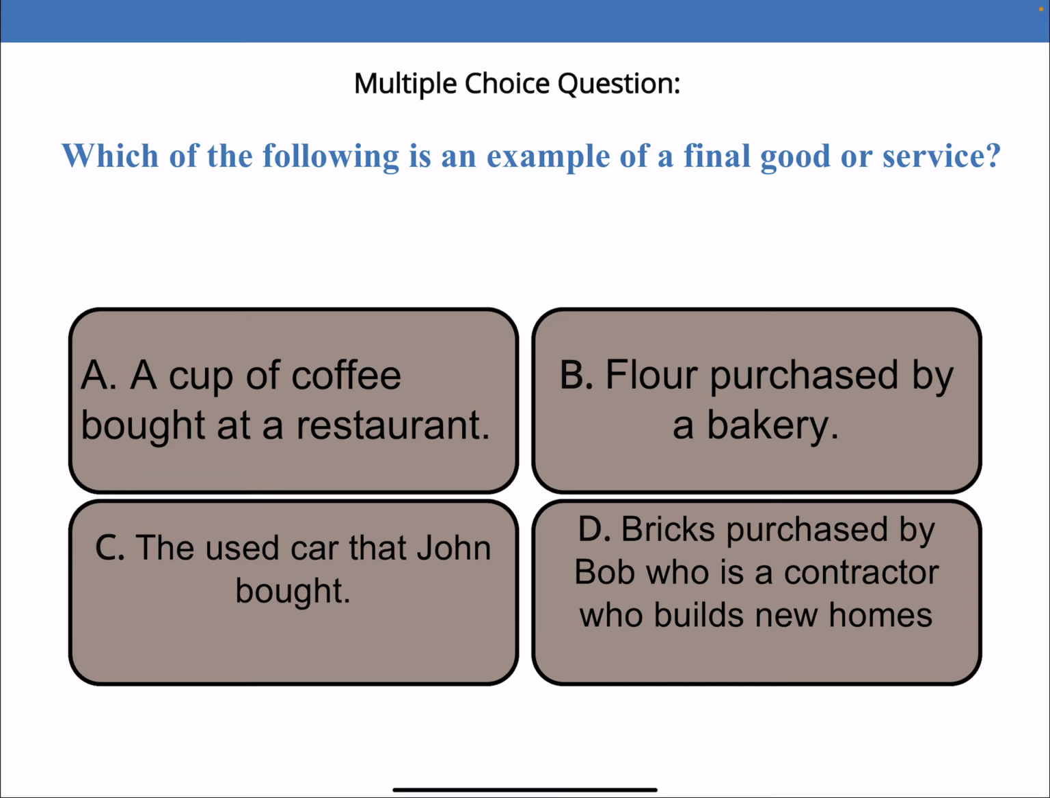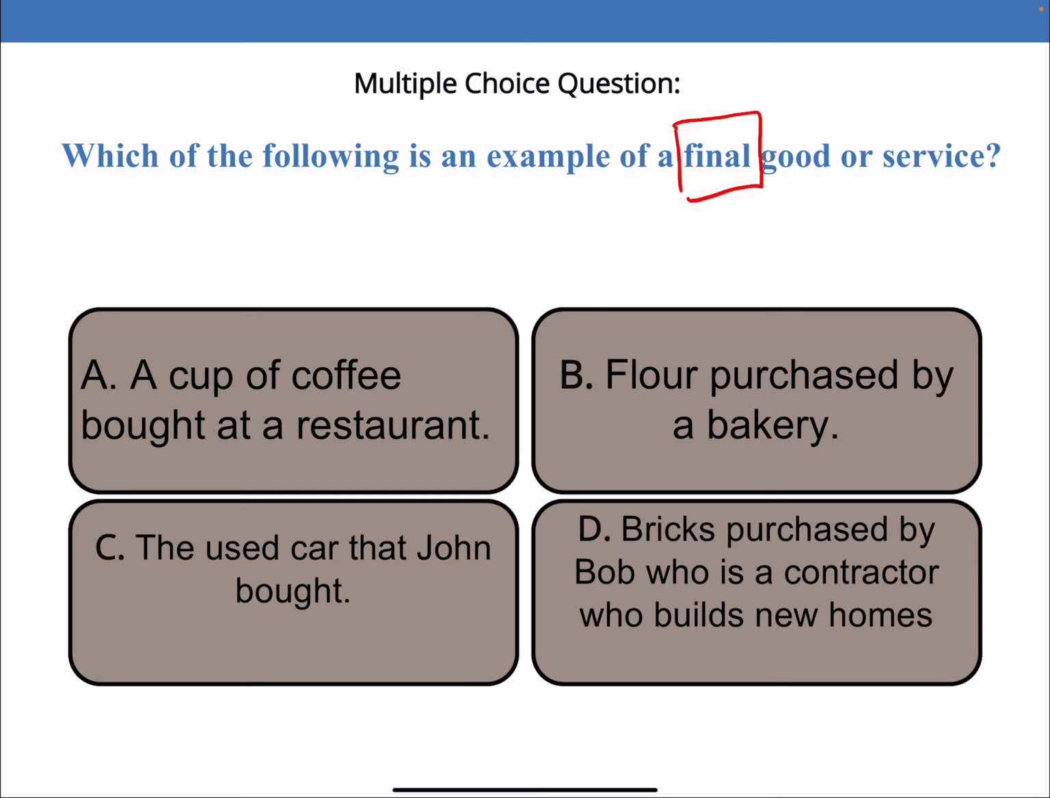All right, so in this chapter, I'm throwing in a few little questions to try to help you guys review as we go through our concepts. So take a second and think about this one. Which of the following is an example of a final good or service? Remember, what is the purpose of the one purchasing it? So A, a cup of coffee bought at a restaurant. B, flour purchased by a bakery. C, the used car that John bought. Or D, bricks purchased by Bob, who is a contractor who builds new homes. So pause this for a moment and think about your answer before I explain this.